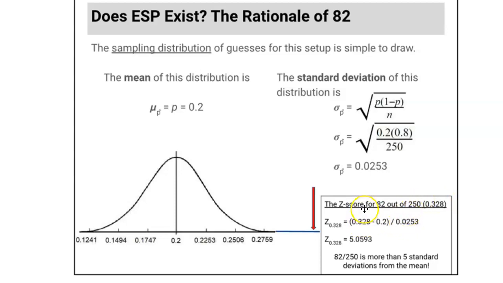Remember z-score from several weeks ago, that's a standardized measure of how weird something is, how far above or how far below. And it turns out that 0.328, which is the percentage of guesses correct, if it's 82 out of 250, that z-score is 5.0593. That's really high. That's 5 standard deviations away from the mean.